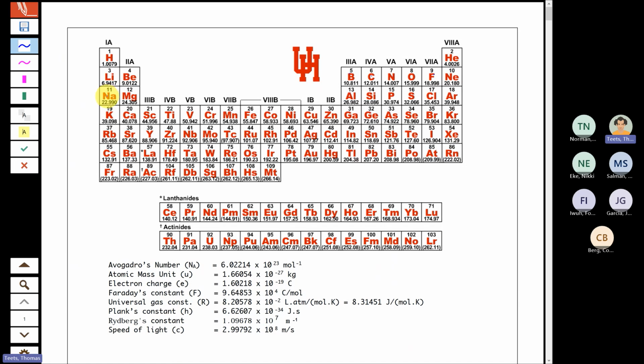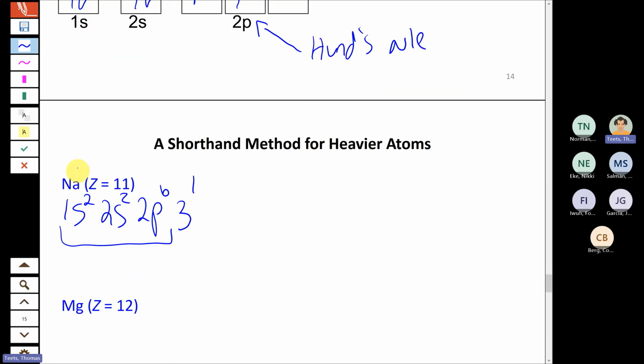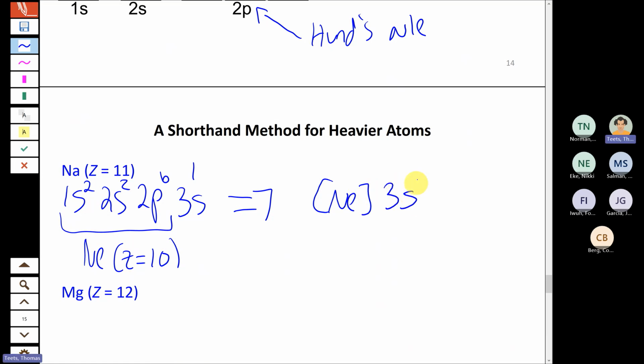So that's sort of an abbreviated shorthand method that's convenient and commonly done. So the way this would work for this example here is that these 10 electrons all belong to the neon configuration. That's the noble gas that comes closest before sodium. And then the 3s1 would be the last one. So what we could do is write this as just neon in brackets with 3s1.